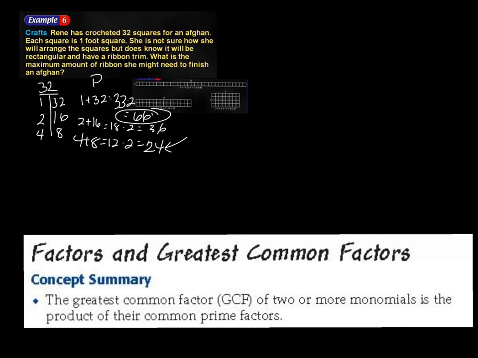The greatest common factor, which is abbreviated GCF, of two or more monomials is the product of their common prime factors.